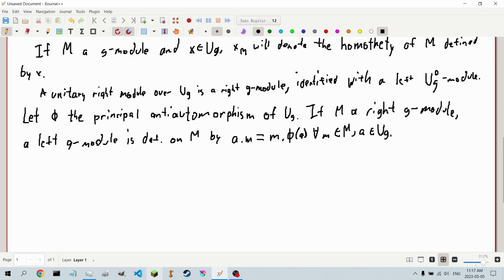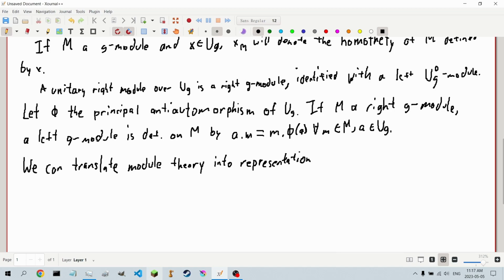Alright, and from this we see that we can translate module theory into representations. Because we can express every representation as a module, we can just switch it over. I think that's just a really big fly.